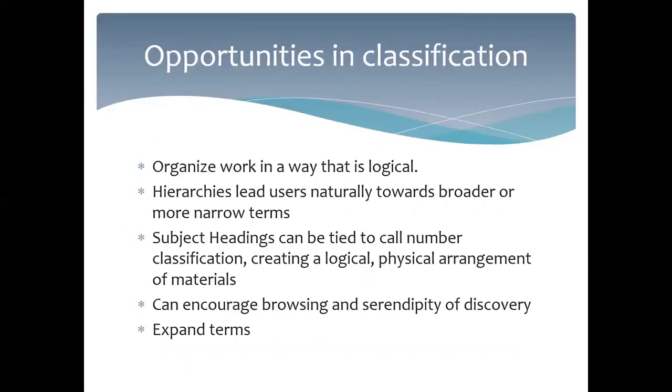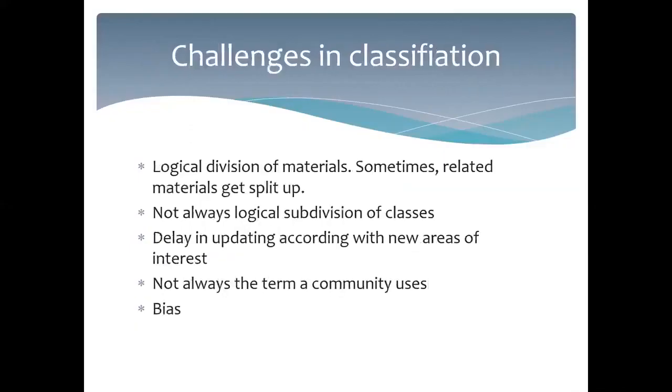Of course, there are some benefits to what we do with classification. It's a logical way for us to organize library work. The hierarchies lead users naturally towards broader and narrower terms, and this is pretty easy to see when you are out in the library stacks. You can see that relationship between items. Subject headings can be tied to call number classification, and for Library of Congress classification they are. That creates a logical physical arrangement of materials, which encourages serendipity. It's also really easy to expand terms.